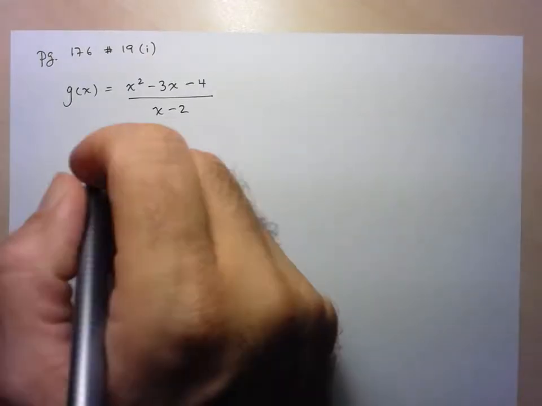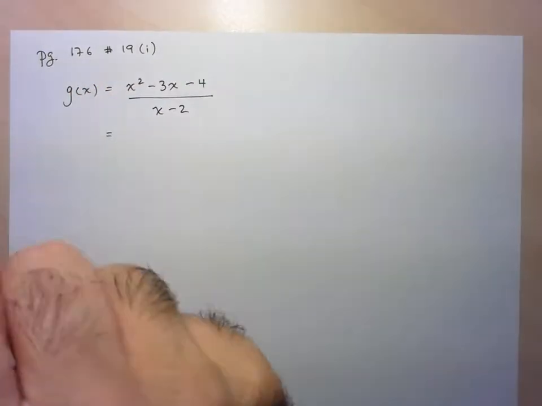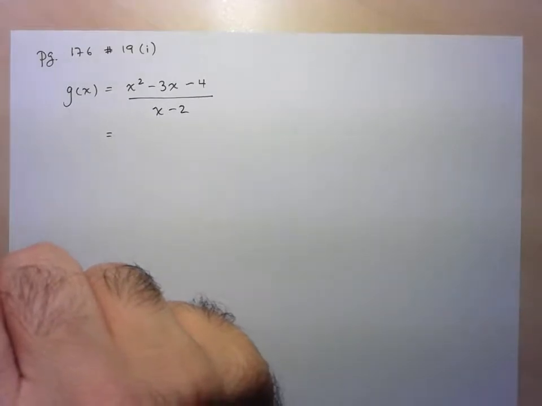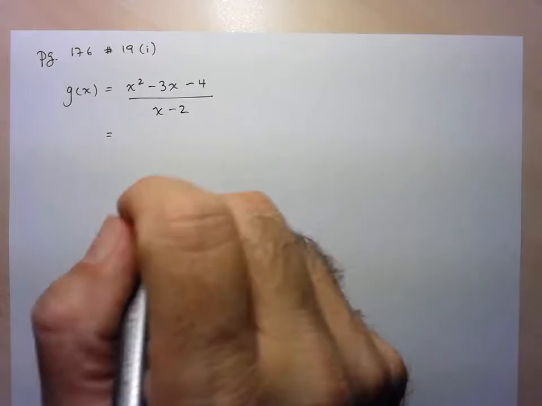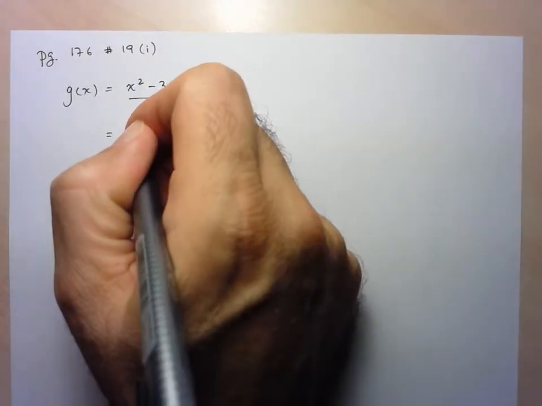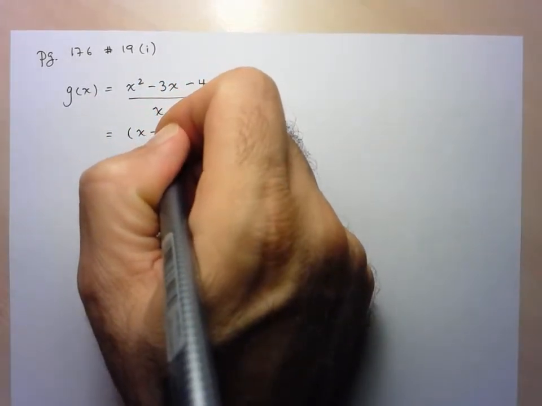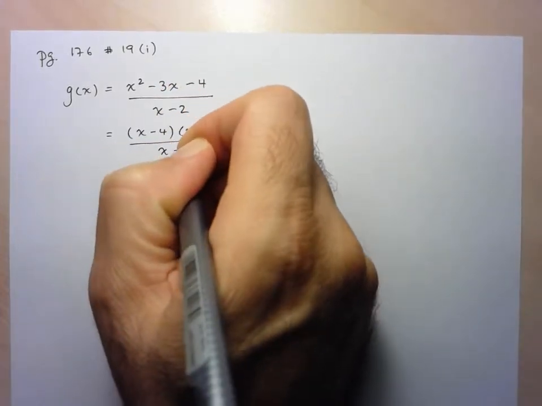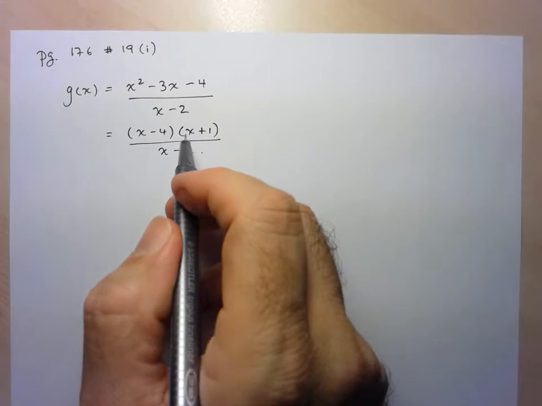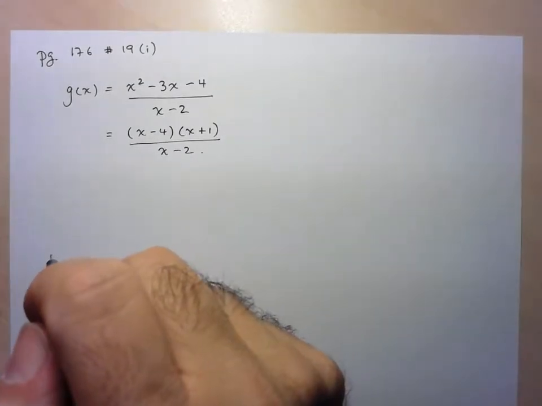Okay, so step number 1 is to simplify to see if there are any common factors in the numerator and denominator that will help us reduce this expression. Here the top is easily factorable, so this looks like (x - 4)(x + 1) over x - 2. Okay, so no common factors, meaning there isn't going to be any simplifying.